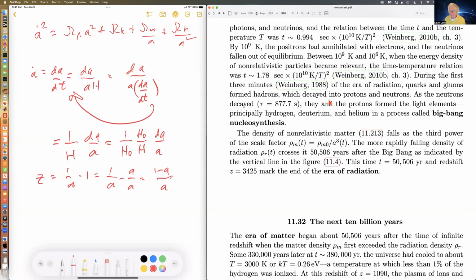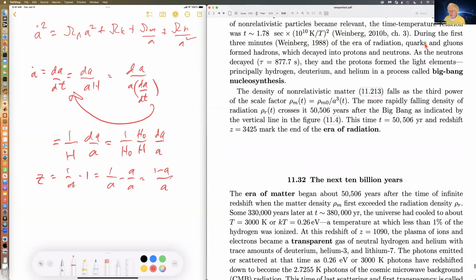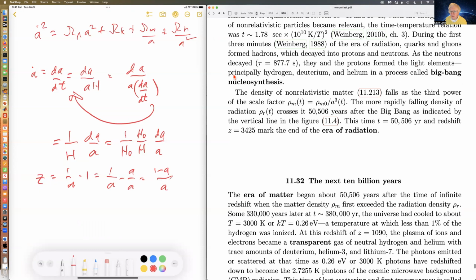So during the first 3 minutes, the quarks and the gluons formed hadrons. They decayed into protons and neutrons. And the lifetime of a neutron is around 900 seconds. And they form the light elements, hydrogen, deuterium, and helium. And this is called Big Bang nucleosynthesis.